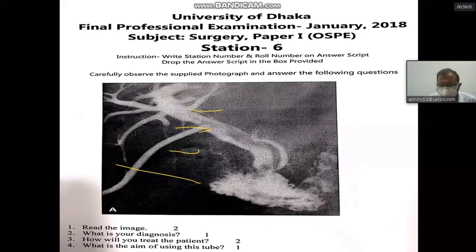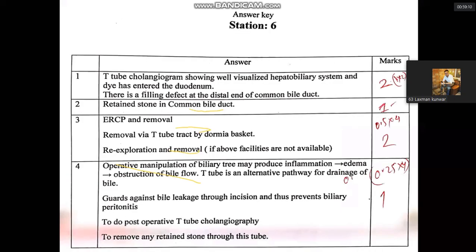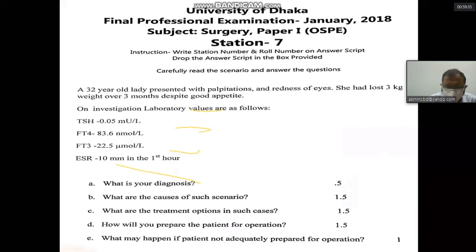As there is a T-tube, you have to write the removal of stone via T-tube track by Dormia basket. You can say this one first. If it is not possible, then we do ERCP and removal. If that is also not possible, then we do re-exploration and removal of stone. Okay?